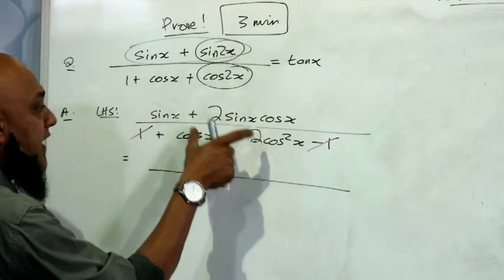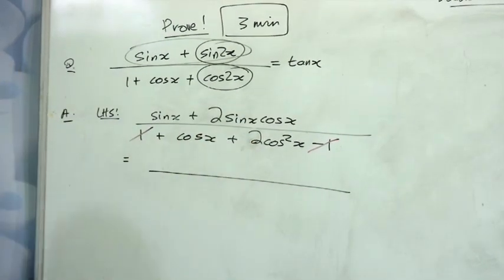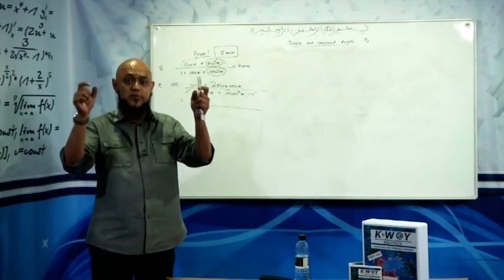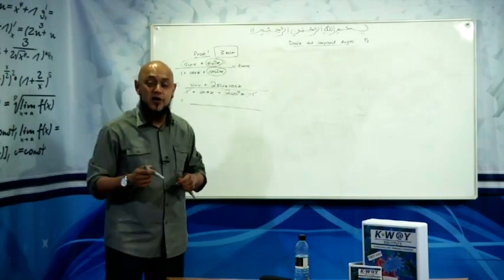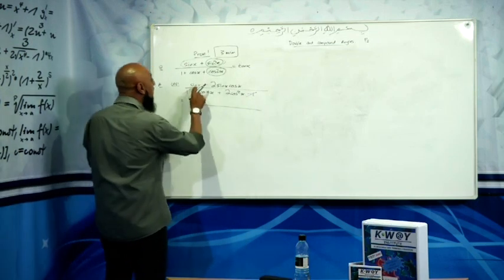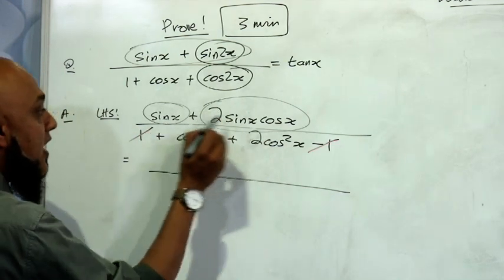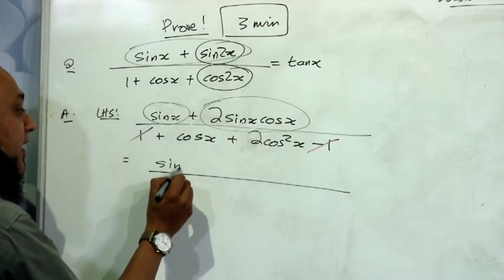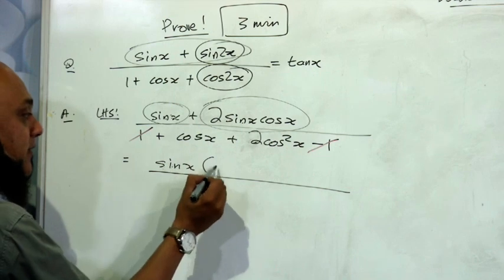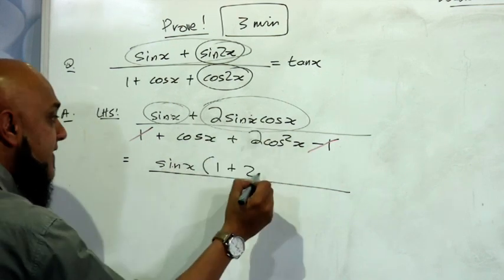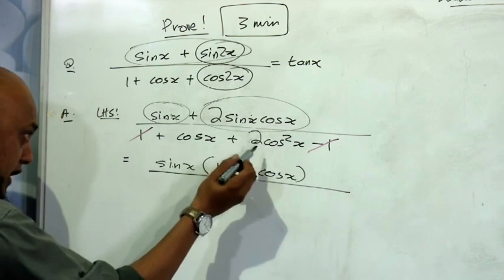Now you've got 2 terms over 2 terms. In algebra, if you had 2 terms over 2 terms, what would you be doing? You would be pulling out the highest common factor. So yes, what's common in these 2 terms? There's a term, there's a term. What's common? Sin x. What are you left with? Sin x divided by sin x is 1 plus 2. Sin x and sin x will cancel. You're left with cos x over.